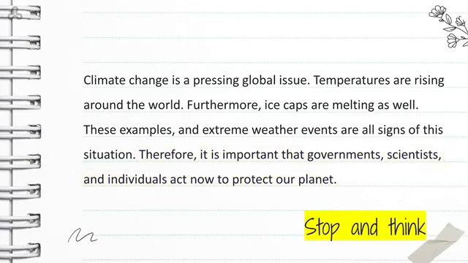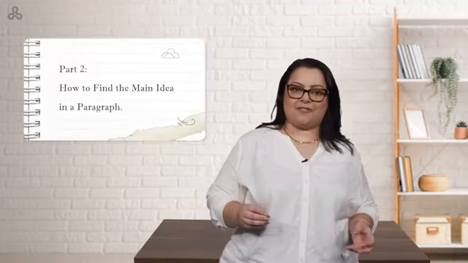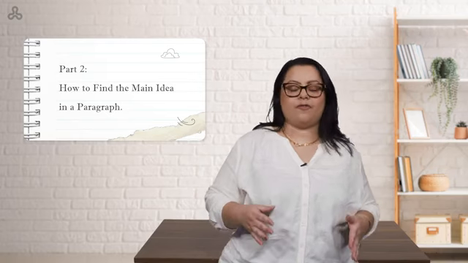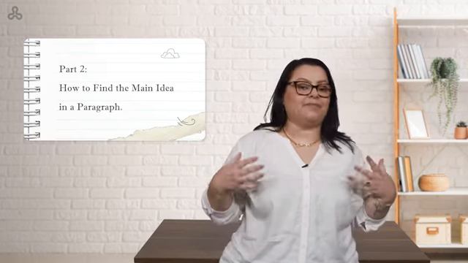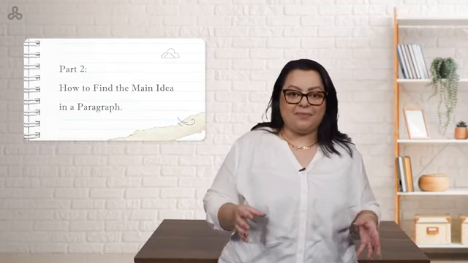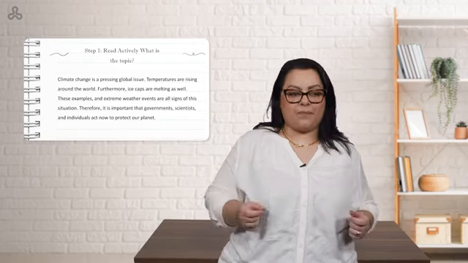Stop and think. What do you think this paragraph is talking about? What is the most important information in this paragraph? Let's learn how to identify the different parts of a paragraph. Okay, how do we start? Step 1. Read actively. What is the topic or what is the text about?